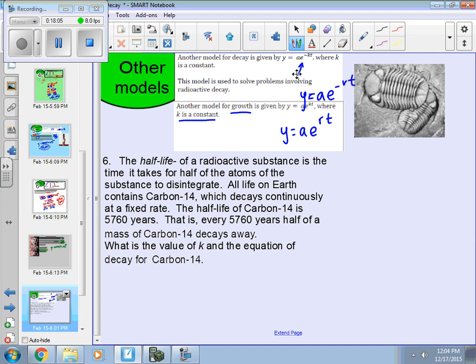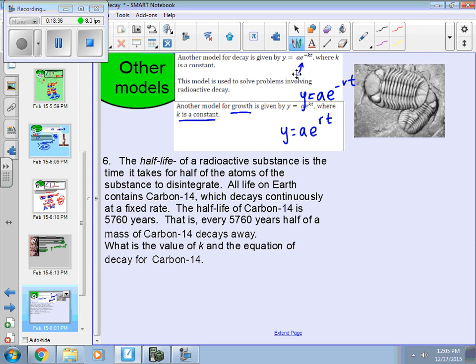So let's read through this problem. Number 6 says the half-life of a radioactive substance is the time it takes for half of the atoms of the substance to disintegrate. All life on Earth contains carbon-14, which decays continuously at a fixed rate. The half-life of carbon-14 is 5,760 years. That is, every 5,760 years, half of the mass of carbon-14 decays away. What's the value of k and the equation of decay for carbon-14?